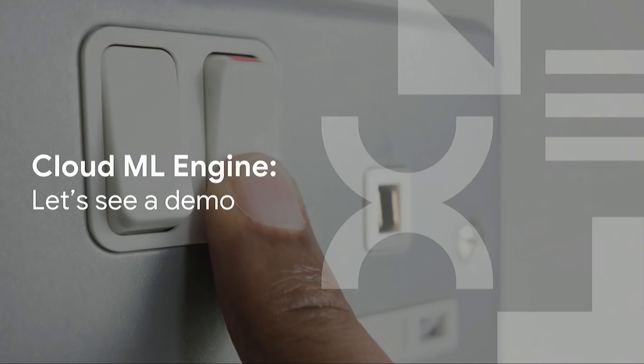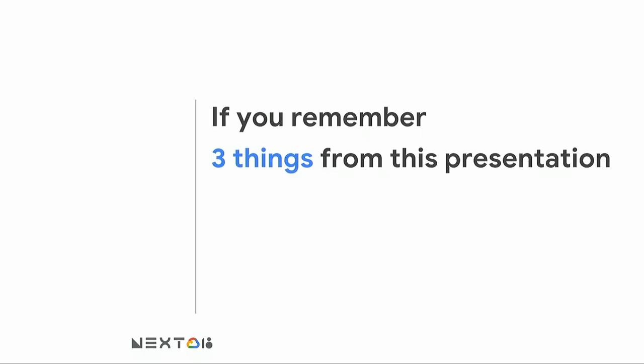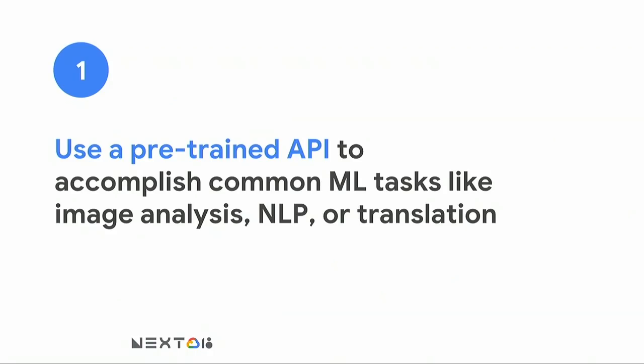Thanks, Zach. That was an awesome demo. Back to the slides. We covered a ton of things in this presentation, so I just wanted to give you a quick summary to wrap up. If you remember only three things from the presentation: one, use a pre-trained API to accomplish common machine learning tasks like image analysis, natural language processing, or translation. You don't need any of your own training data to do that. You can get started right away, with just one REST API request.